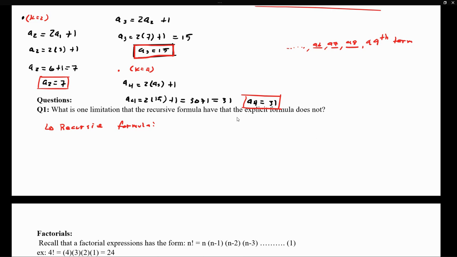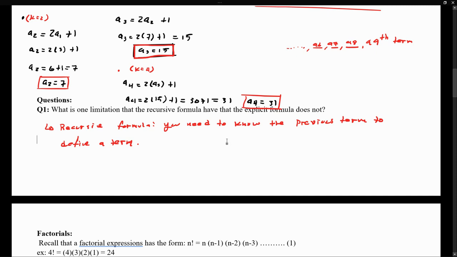A big limitation the recursive formula has is that you need to know the previous term to define a term. In this case, if I want to know the 99th term, I need to know what the 98th is. If I want to know what the 98th term is, I need to know what the 97th term is, and so forth. This is something that the explicit formula doesn't have. So the big limitation about the recursive formula is that we need to know all the previous terms that came before the term you're looking for. That's just going to require a lot of work.